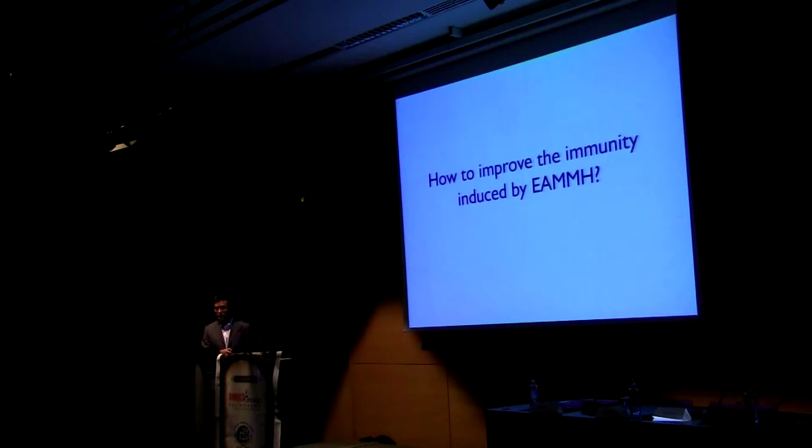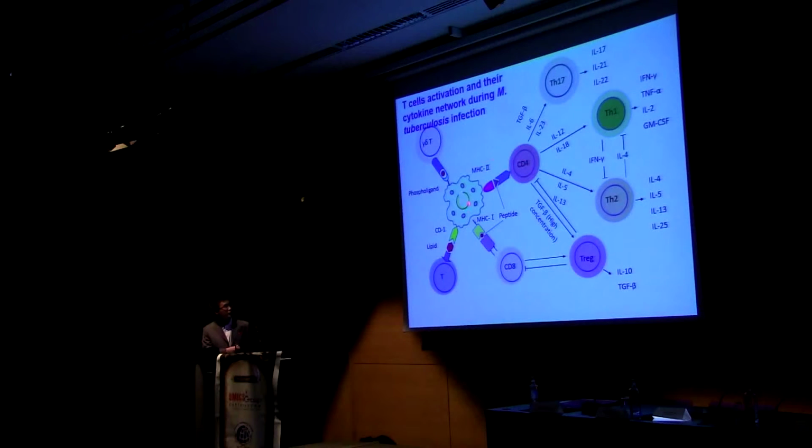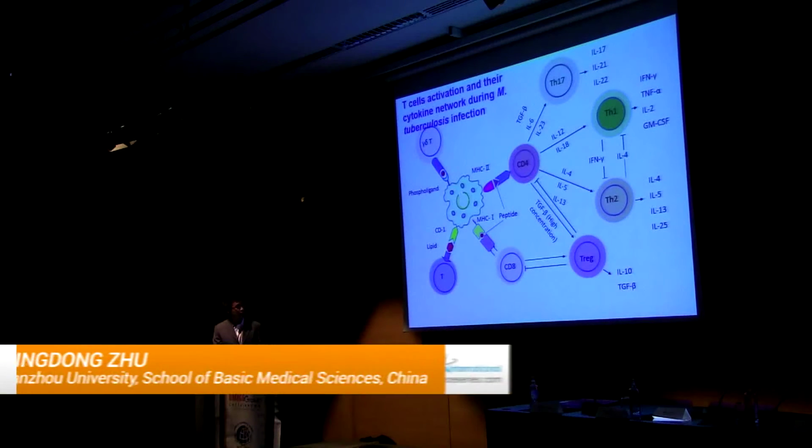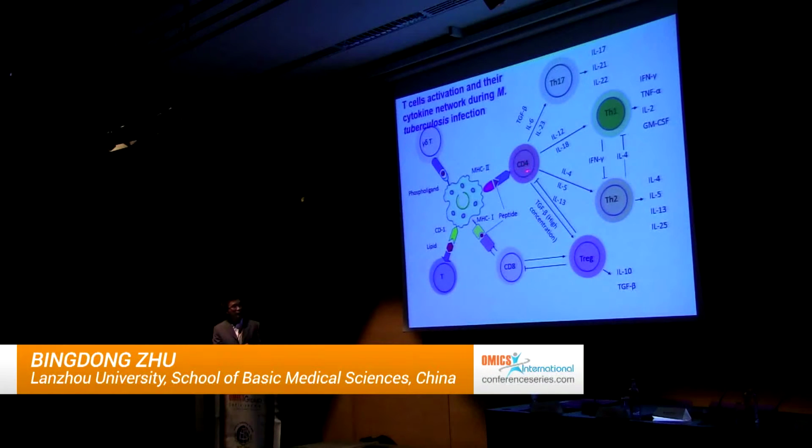So our next question is how to improve the immunity induced by EMMH. We know that after TB vaccine immunization, CD4 T cells and CD8 T cells are activated. The CD4 T cells can develop into Th1, Th2, and Th17 populations, and in the meantime, CD4 T cells may activate the regulatory T cells. The regulatory T cells can suppress the activation of CD4 and CD8 T cells.